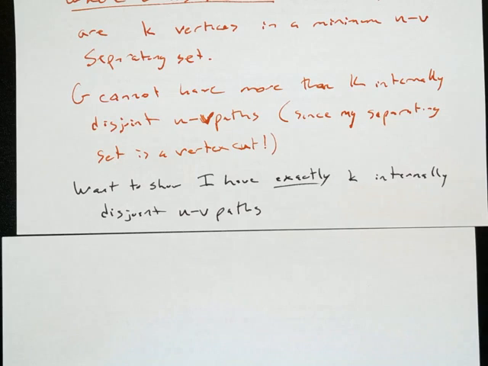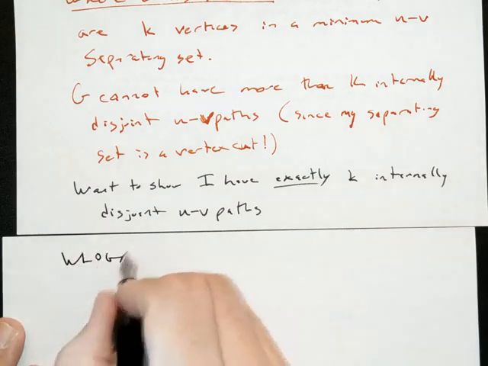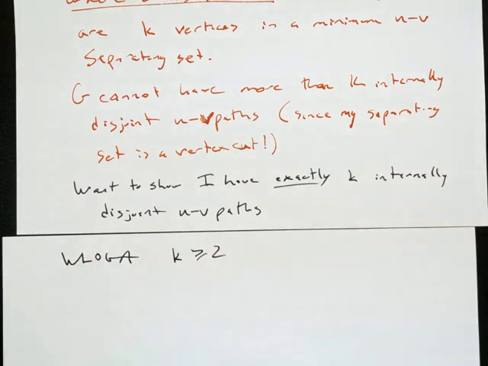Fortunately for me, if there is only one UV path, then there has to be a bridge somewhere along that path, right? And that means if I take away the end of the bridge that is one of the internal vertices, I've disconnected. Poof, I'm done. So if k is 1, I can't have any more, I can't have any less. If k is 0, they're already disconnected. I'm done. So let's work on what happens when k is bigger than or equal to 2. Without loss of generality, assume k is bigger than or equal to 2, because k equals 0 and k equals 1 are easy.